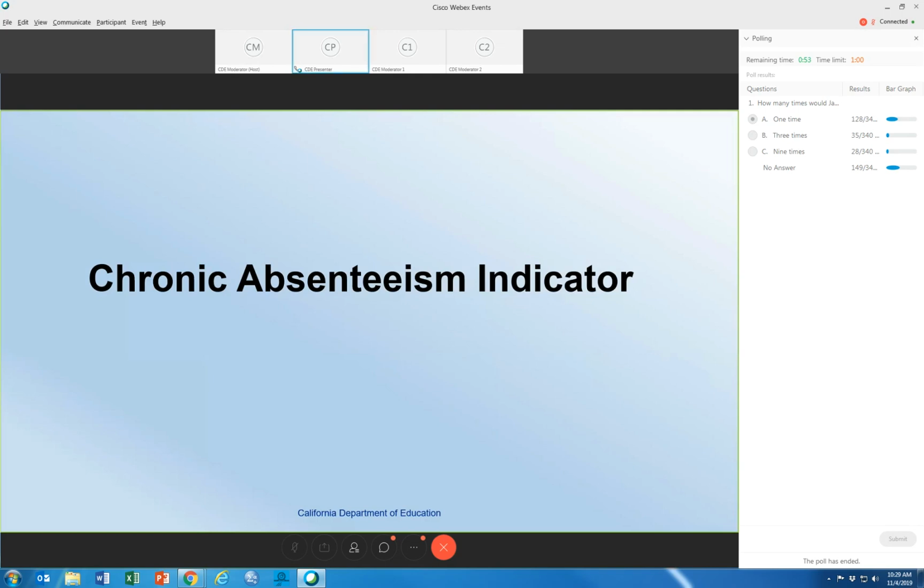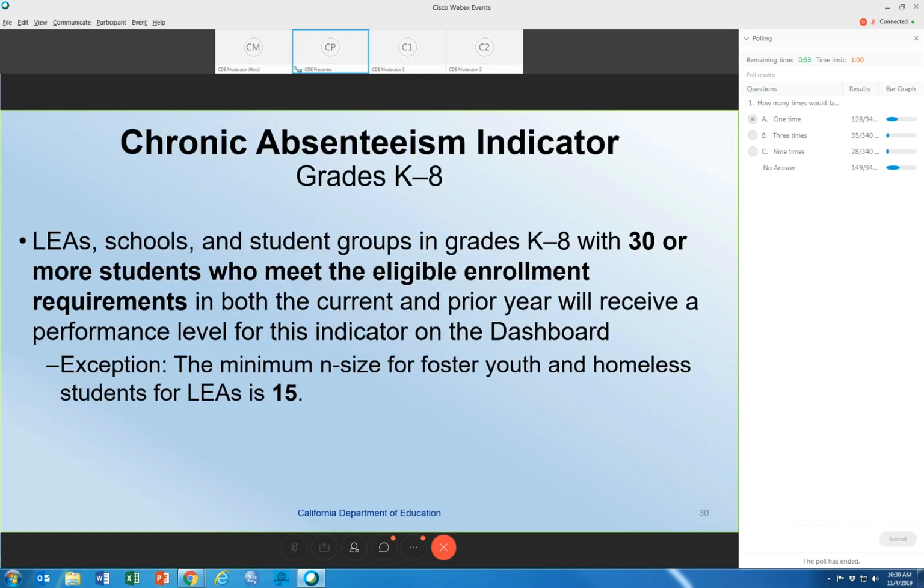Thank you, Kim, for providing an overview of the suspension indicator. My name is Katrina. I'm taking over to talk to you guys about the chronic absenteeism indicator, as Jenny had mentioned. So with that, we will jump right in. As a reminder, chronic absenteeism is only applying to grades K through 8. So any students in grade 9 or who are attending high schools and above grade 9 are not going to be included in this indicator.